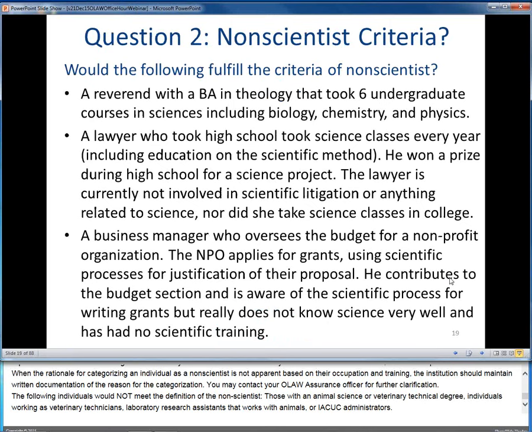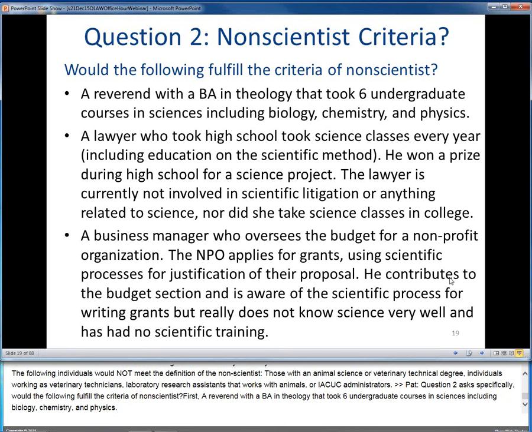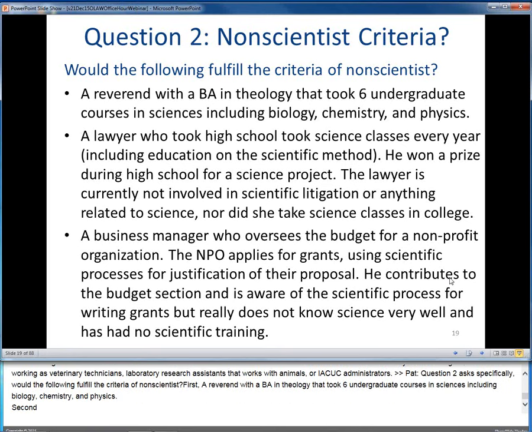Question 2 asks specifically, would the following fulfill the criteria of non-scientist? First, a reverend with a BA in theology that took 6 undergraduate courses in sciences, including biology, chemistry, and physics. Second, a lawyer who in high school took science classes every year, including education on the scientific method. She won a prize during high school for a science project.